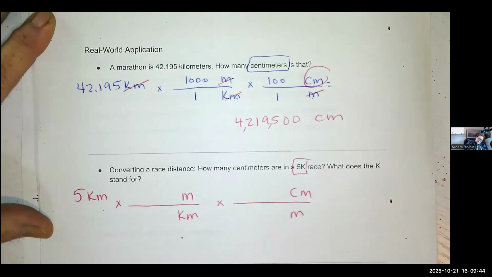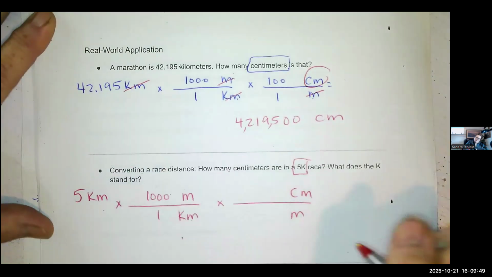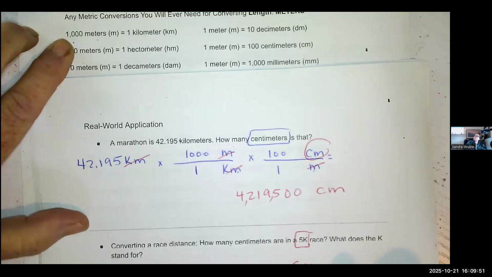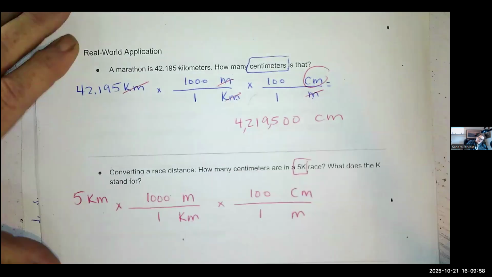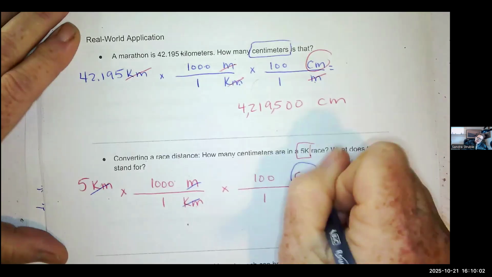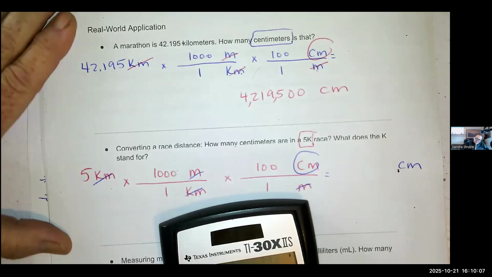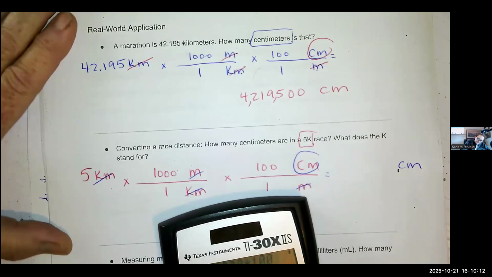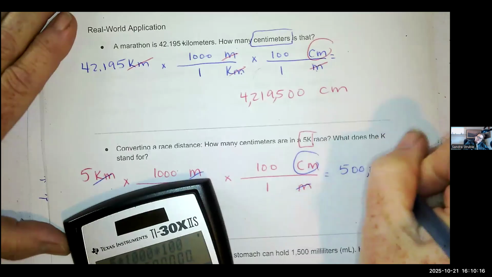There are 1,000 meters in 1 kilometer. And then for centimeters to meters, there's 100 centimeters per meter. Only multiplying on this one. Kilometers are gone, meters are gone. Left with centimeters, which is fantastic. And so I just need to multiply 5 times 1,000 times 100. And I got 500,000 centimeters in the race.